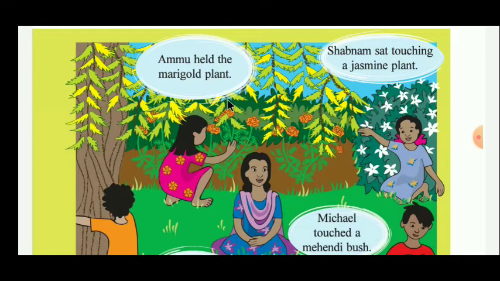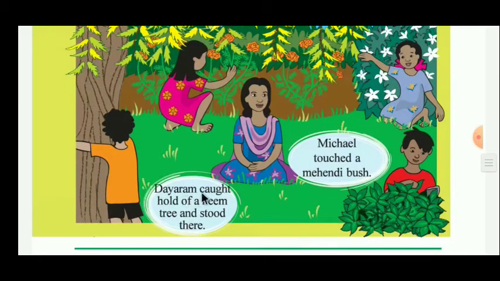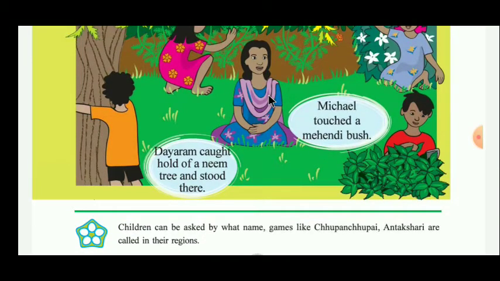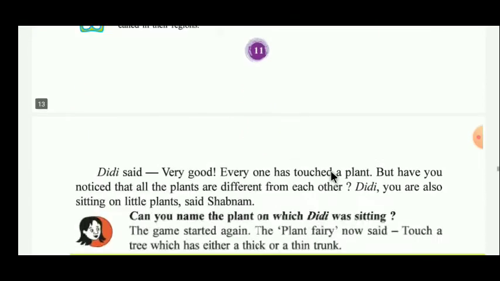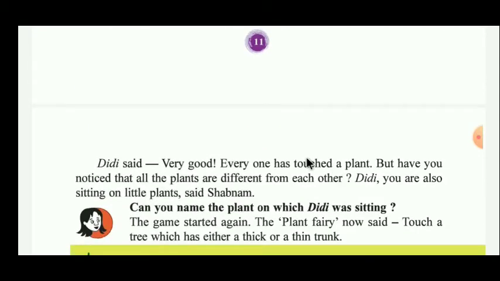In this picture you can see who touched which plant. Amu touched the marigold plant, Shabnam touched the jasmine plant, Dayaram touched the neem tree, Michael touched the mehndi bush, right? So we have learned this in the last session. Also, the other thing that was spoken by the Didi is what? Trunk, right? So she said the second thing was that now you have to touch the trunk, and in the trunk you can touch the thick trunk as well as the thin trunk.